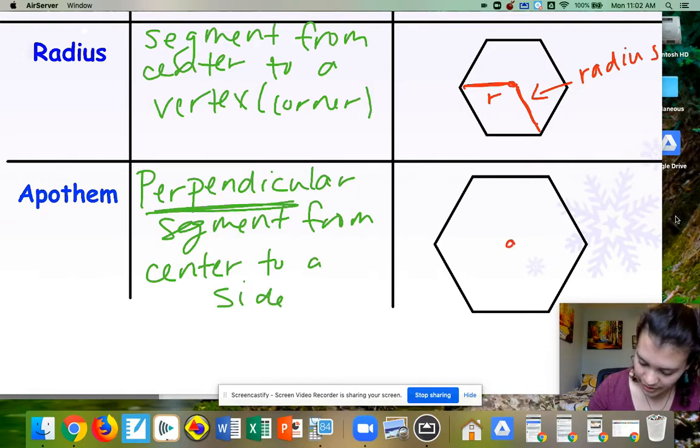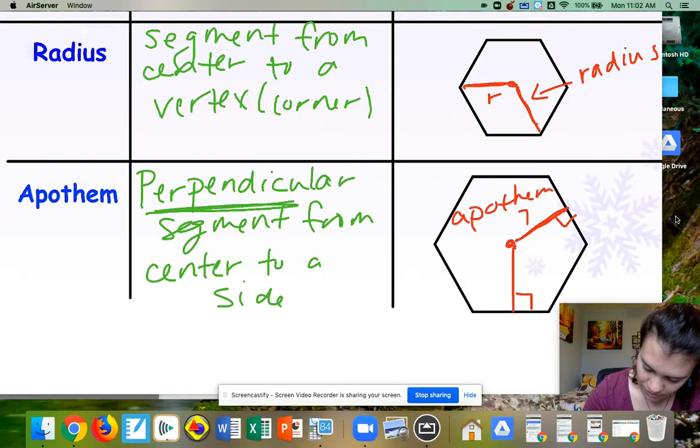So again, you're going to come from your center point, and then you're going to drop straight down and make a 90-degree angle. So this would be an apothem. And again, you can go to any side and do this. So these would be your apothems. And we usually mark them with an A, so this would be an A.